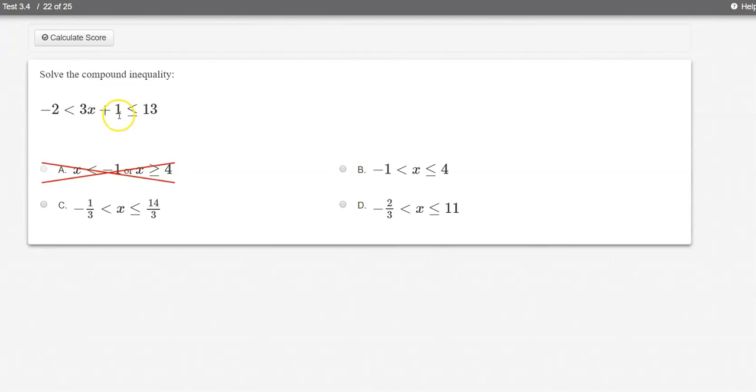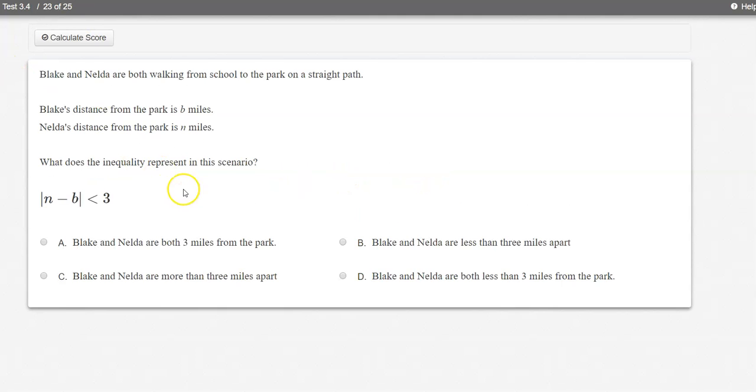Let's make sure. If we subtract 1 from 13, we get 12. If we divide by 3, we get 4. So this number's right. If we subtract 1 from -2, we get -3. If we divide by 3, we get -1. So this one's right. And both signs are correct. This one's less than, this one's less than or equal. So B was correct. 23.